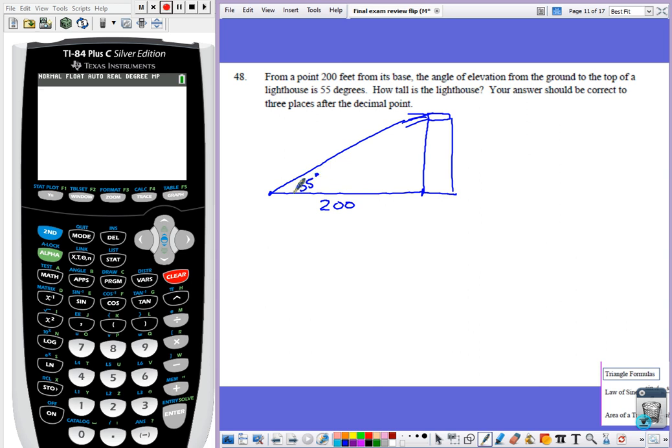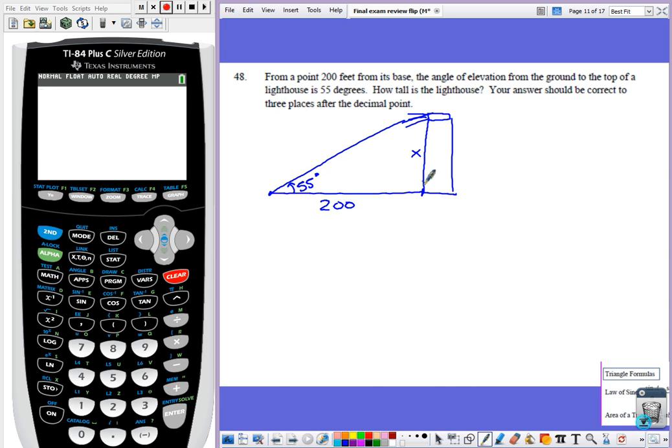Right, so elevation is from the ground up. This is our angle of elevation. How tall is the lighthouse? Your answer should be correct to 3 decimal places. So this is quite simple, actually. We've done this a lot, actually quite a long time ago. We're going to do opposite over adjacent in this case.